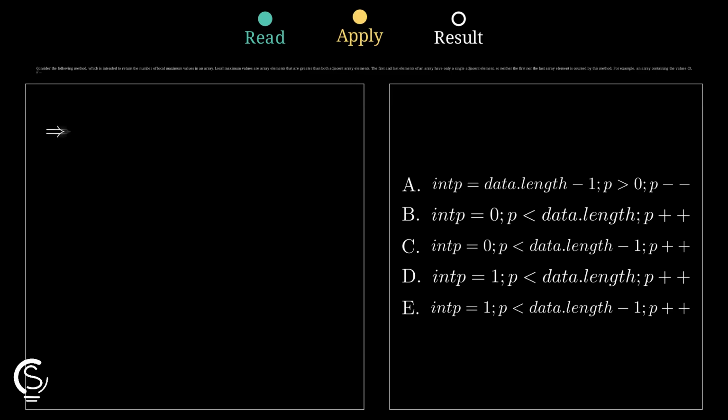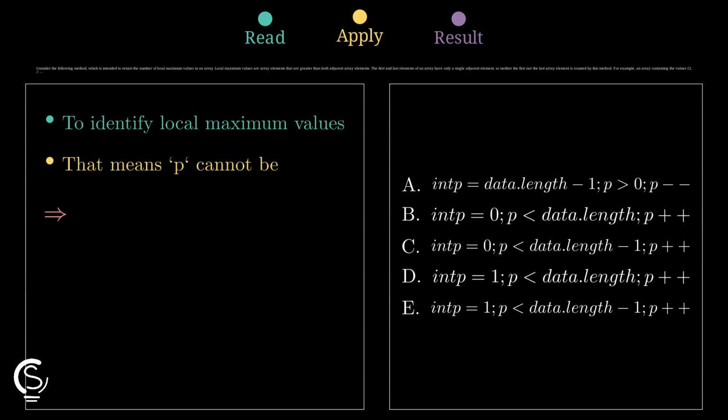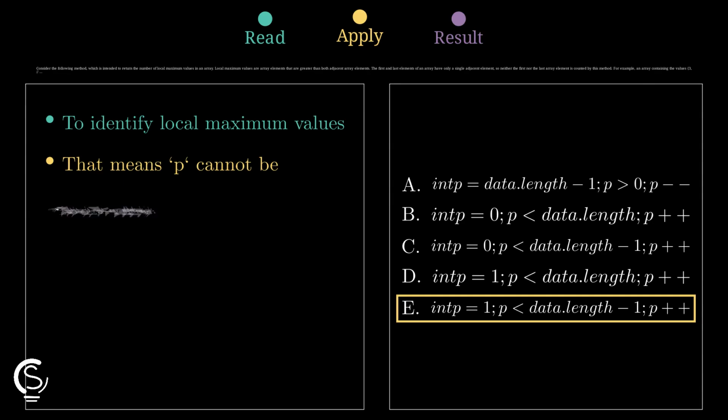That means p cannot be 0 because p-1 would be out of bounds. Similarly, p cannot be the last index because p+1 would also cause an error. The loop must start at index 1 and end before the last element. This makes option E the only safe choice.